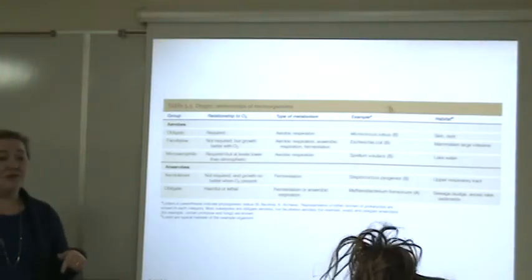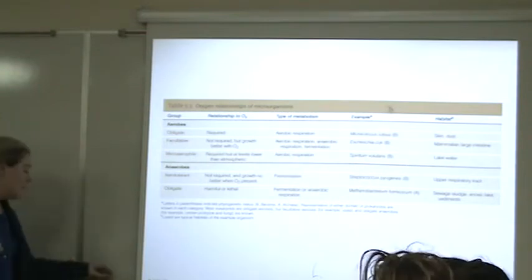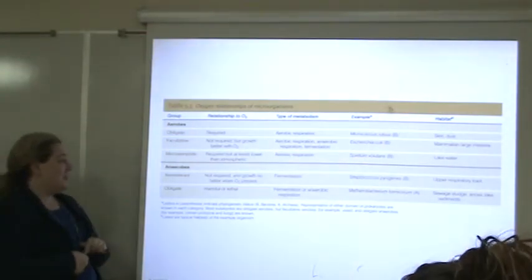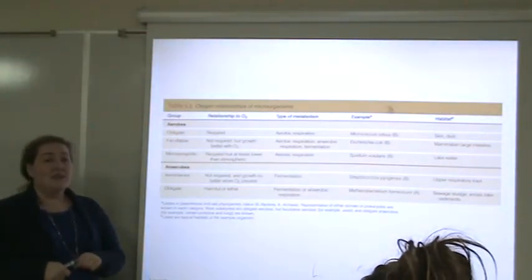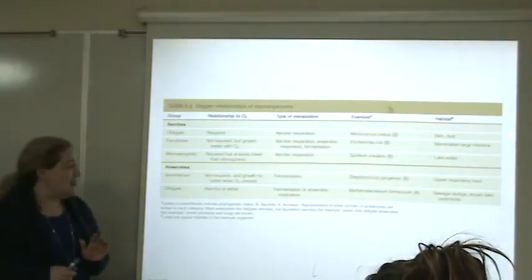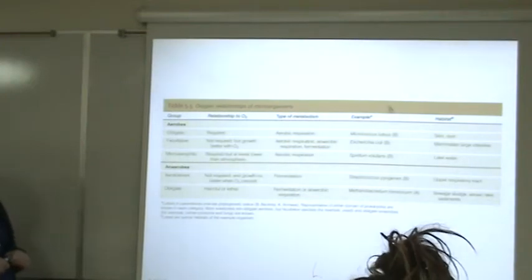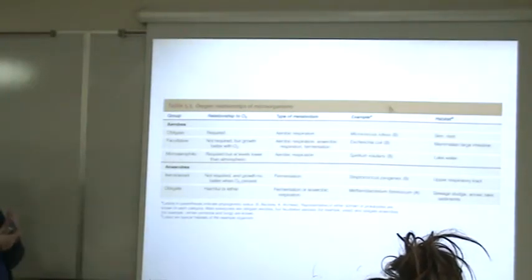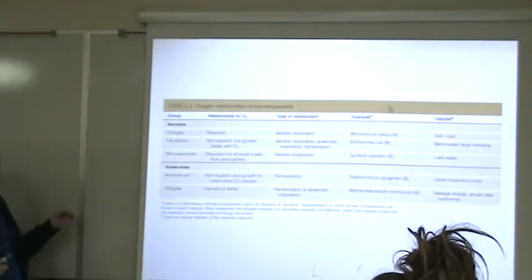Oxygen is required for your life. It is not required for all life. There are a lot of microbes that not only don't need oxygen, but would be killed by it. And we're going to talk about why that is and how we classify microbes according to their oxygen use.